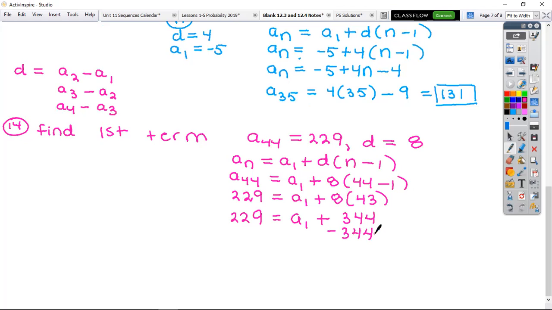So you're just going backwards. Minus 344. So a sub 1 equivalent to negative 115 is the final answer. How's that type? Good? Okay.